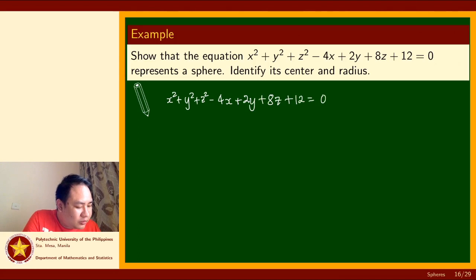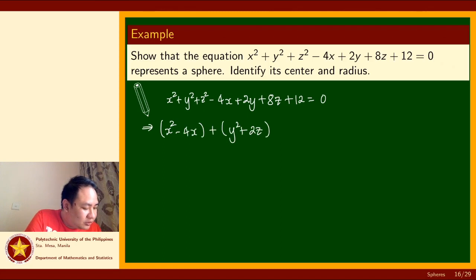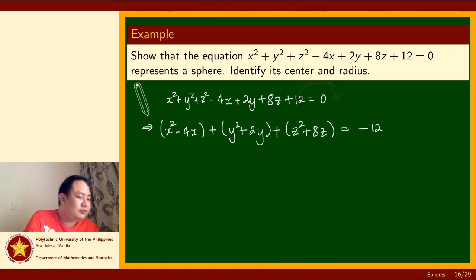What we do is we group the x terms together. Then we group the y terms together. Sorry, this is wrong, 2y. Then we group the z terms together. Then all the constants will be moved to the other side.